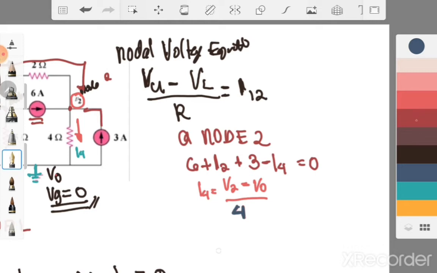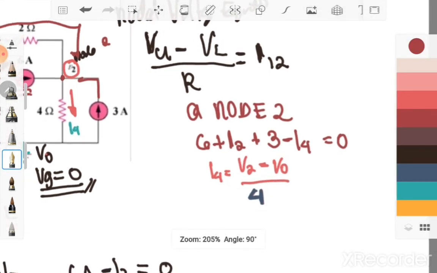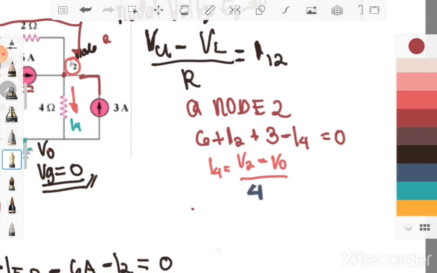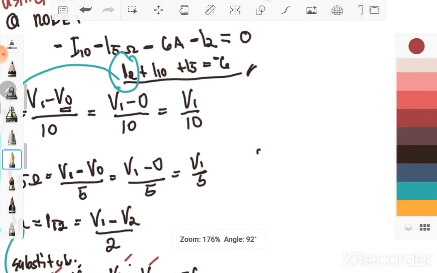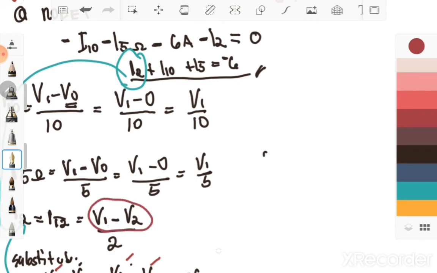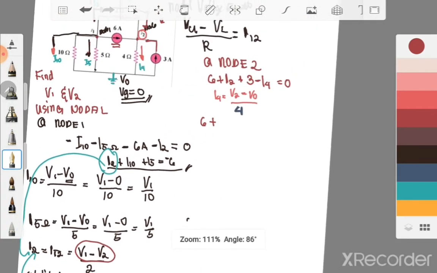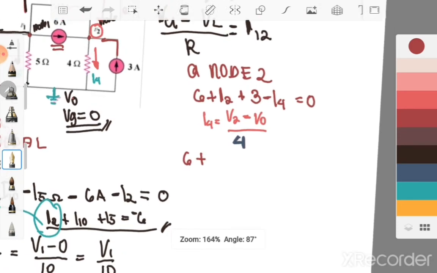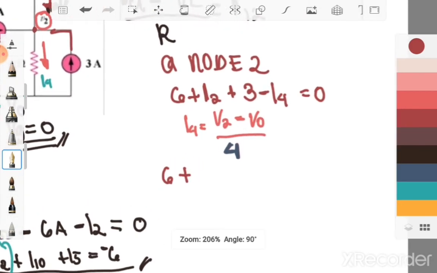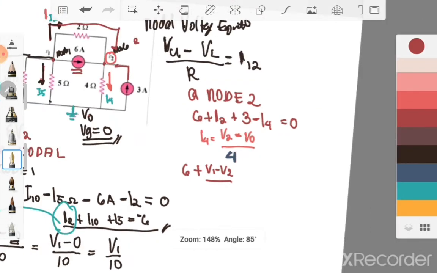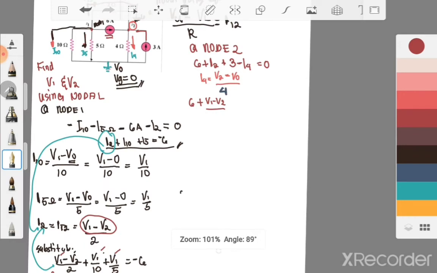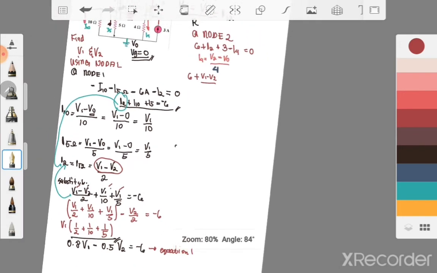Okay? So, let's solve for the equation of your node 2. So, we have 6 plus what is your I2? I have indicated that your I2 is equal to V1 minus V2 all over 2. Okay? So, V1 minus V2 over 2. Pakitandaan na huwag niyong babaliktarin yung sign. So, V1 minus V2 divided by 2. Right?